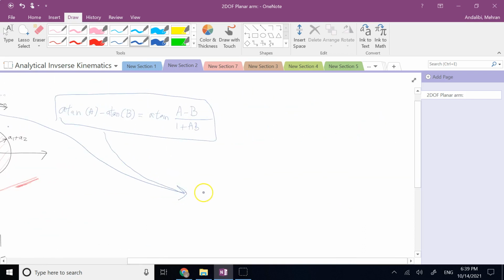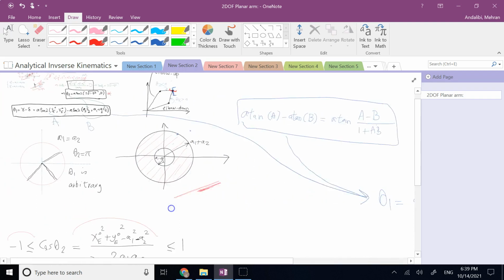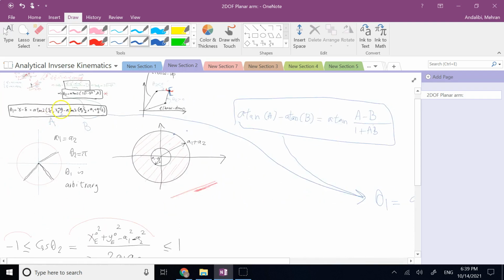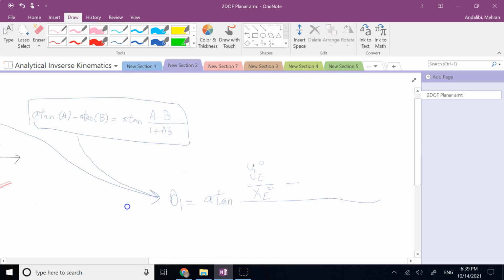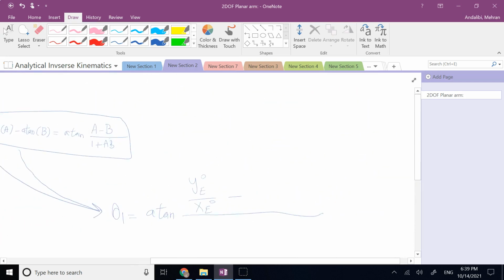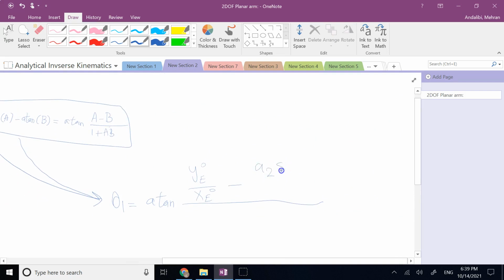Then your theta 1 is going to be what? Arctangent of, as I said, A minus B, which is what? In this case, A is going to be the ratio of y over x. And then B is going to be the ratio of sine over cosine. And then 1 plus the product of these terms.